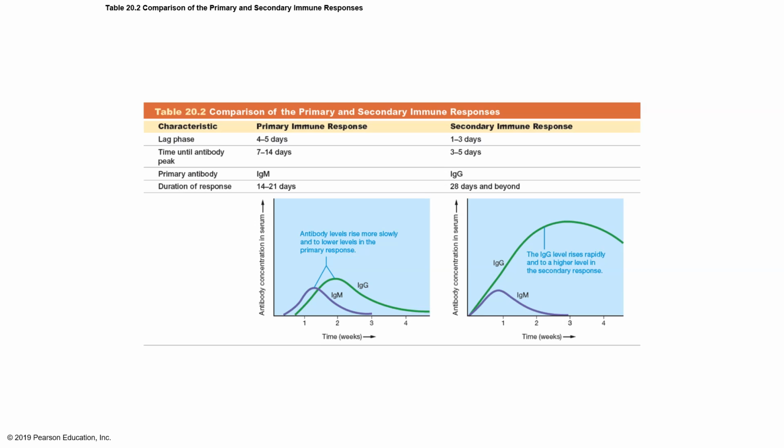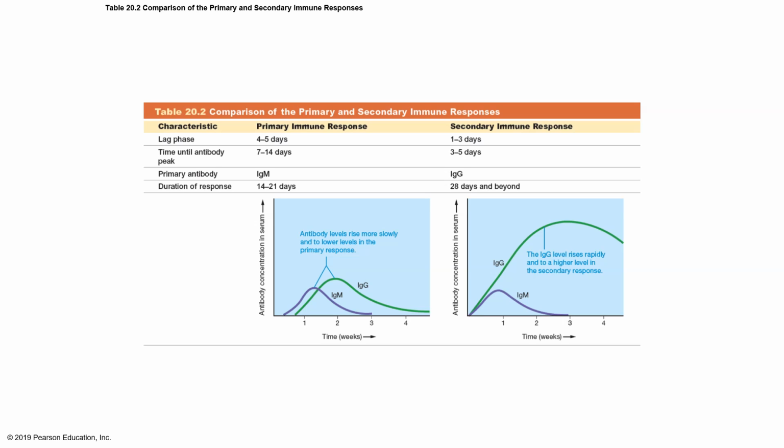The secondary immune response on the right here, notice the lag phase, that's the time you don't have symptoms. It's only 1 to 3 days, okay? So it's much more efficient, okay? The time until antibody peaks is basically 3 to 5 days, as you can see.